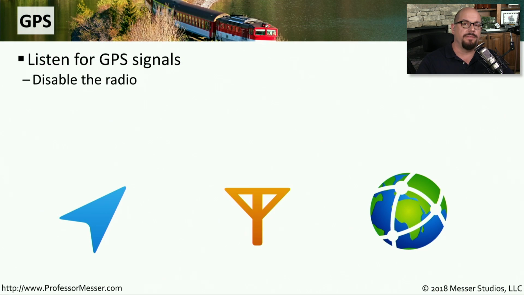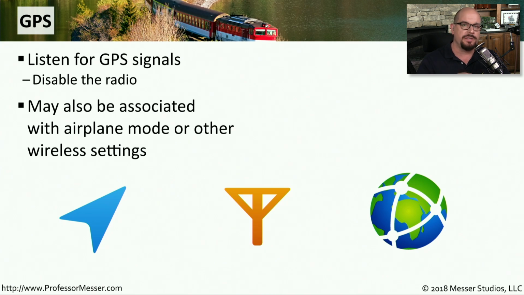More and more of our mobile devices are including global positioning system or GPS capabilities in the device itself. This also is going to use those antennas to listen in to GPS signals. So if you enable or disable airplane mode, you may be enabling or disabling the GPS functionality as well.